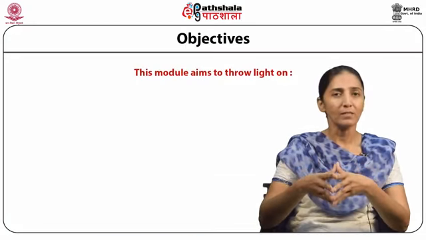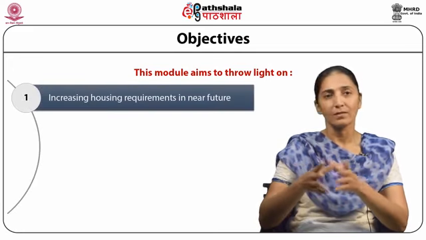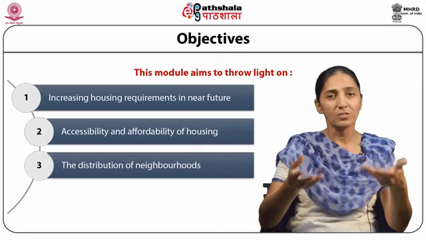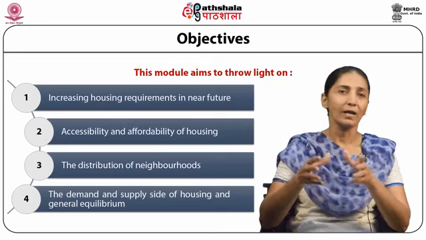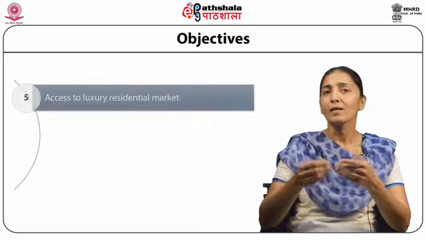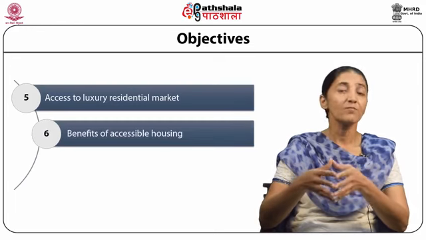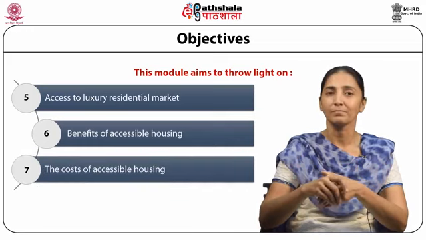So with this big background, we can now discuss the objectives of this module. This module aims to throw light on increasing housing requirements in the near future, accessibility and affordability of housing, the distribution of neighborhoods, the demand and supply side of housing and the general equilibrium, access to the luxury residential market, benefits of accessible housing and the cost of accessible housing.